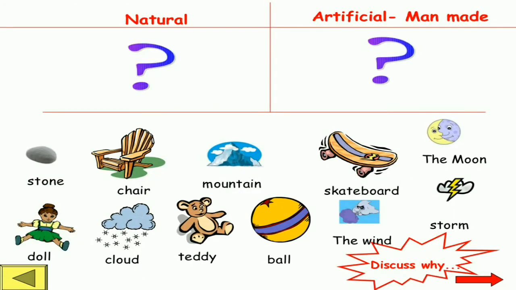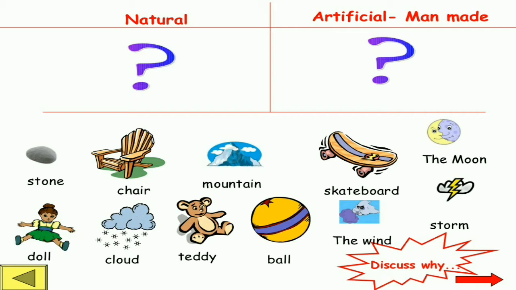Here we can see natural things and artificial, meaning man-made, things. There are many things that are artificial and also natural things. So stone. Here we can see a stone is a natural thing, and then a chair is a man-made, artificial thing. Mountain. A mountain is a natural thing.